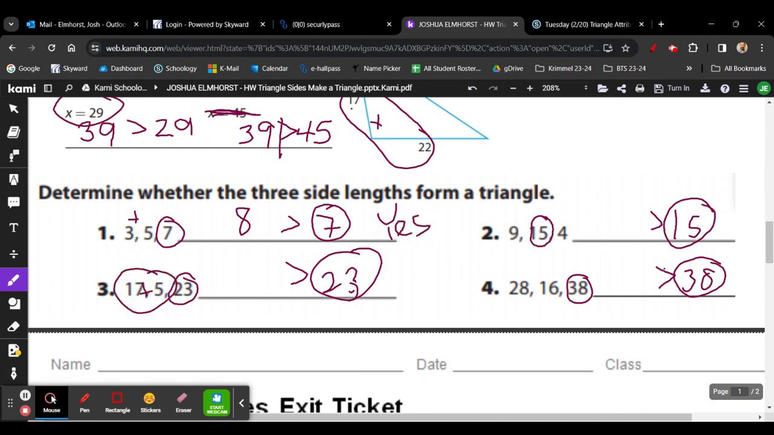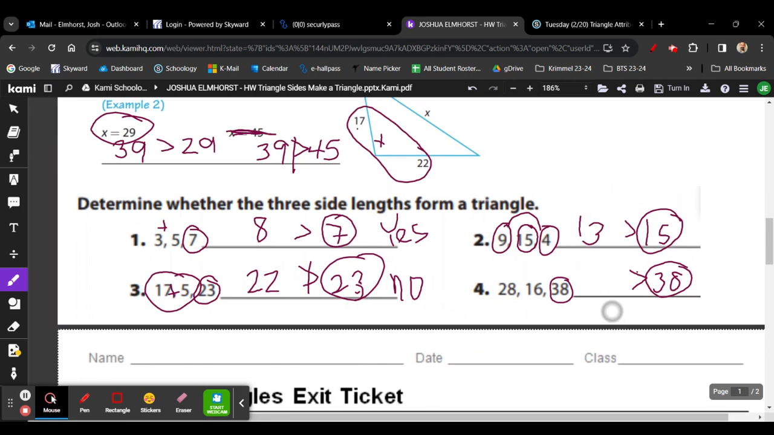We're going to add up the other two. Is 22 long enough to make a triangle with 23? No. Okay, so 9 and 4. Will a total length of 13 be long enough to make a triangle with 15? No. And the last one here, 28 plus 16, 44, is greater than 38. Yes, it will make a triangle.